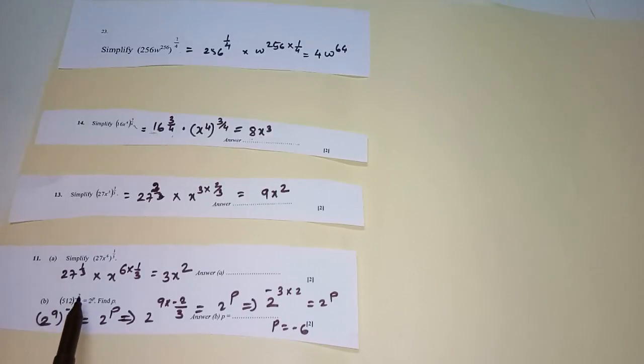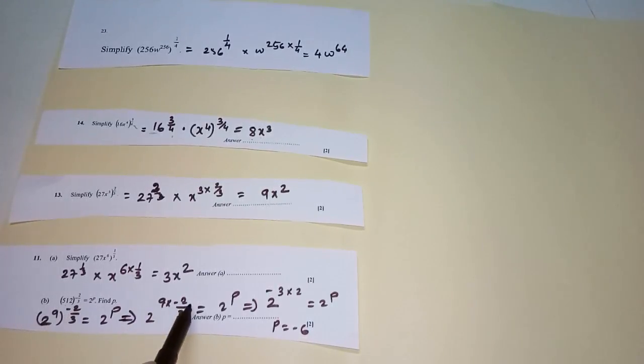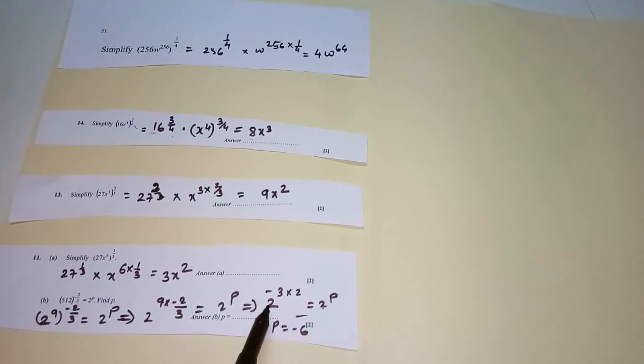The last one is a little interesting one. You have 512 to the power negative 2 by 3 equals 2 to the power p. See, if your right hand side is in terms of 2, your left hand side can also be expressed in terms of 2. With a little mental work, 512 can be written as 2 to the power 9. Now if you multiply the powers, it's 9 times negative 2 by 3, so it's going to be negative 6. So 2 to the power negative 6 equals 2 to the power p. If your bases are the same, the powers have to be equal. That's how you get p as negative 6.